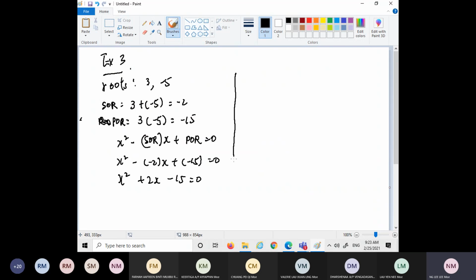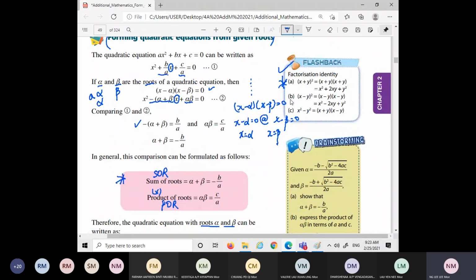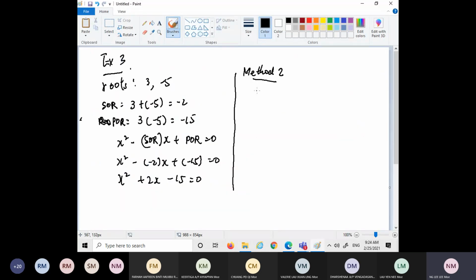I have another method. Method 2. This one is very simple. Like just now, I go back to the textbook. I'm going to do like this. Work from the bottom going up. Start with this. x is equal to what, and x equal to what? The two roots. So x is equal to 3, one of the roots. The other one, x is equal to -5.